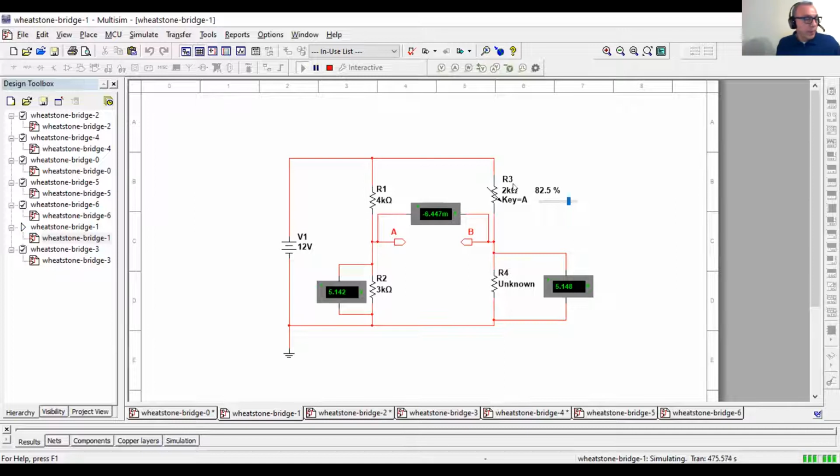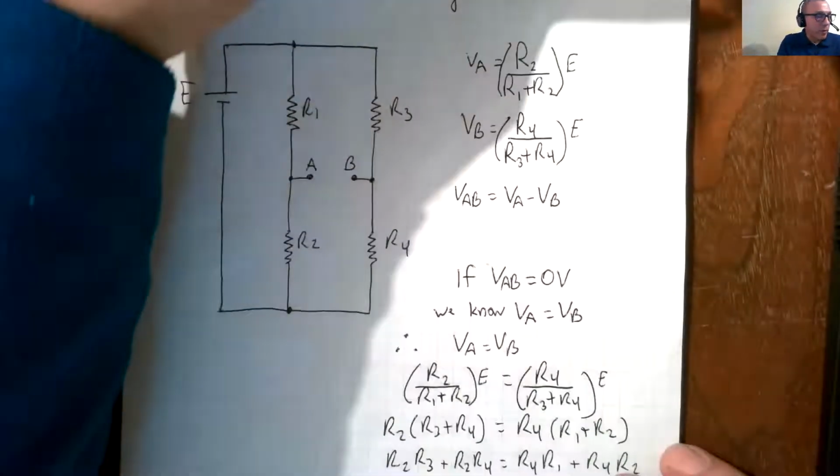All right, so we're going to go back to our sheet, and I just want to show you how we're going to come up with the math that we do.